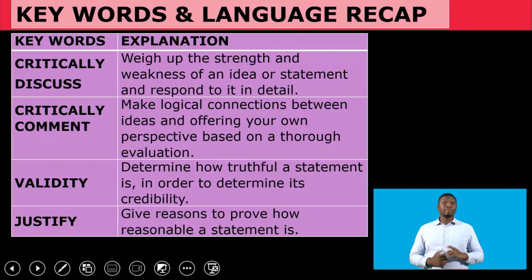Welcome back. Now, let's look at a quick recap and wrap things up. Here are some of the keywords again.